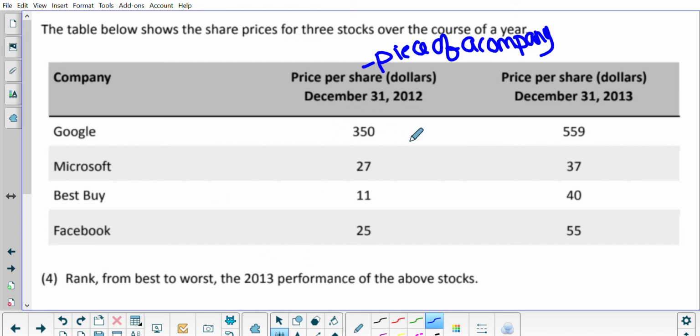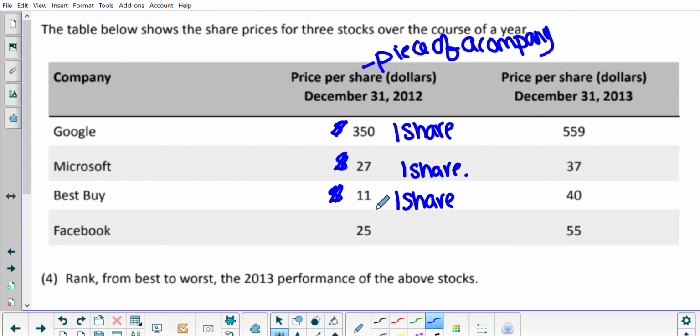This 350 tells me that in order to buy one share in Google in 2012, it cost us $350. To buy one share of Microsoft, it costs us $27. For Best Buy, for one share, it costs $11. So for instance, if I want to buy 2 shares in Best Buy, it would be $22. And then it shows us 2013 and what it increased by.